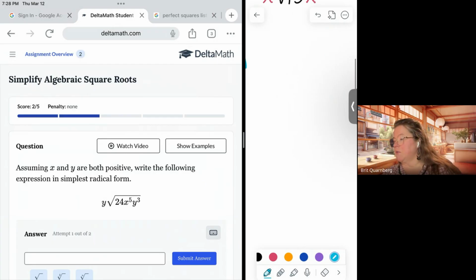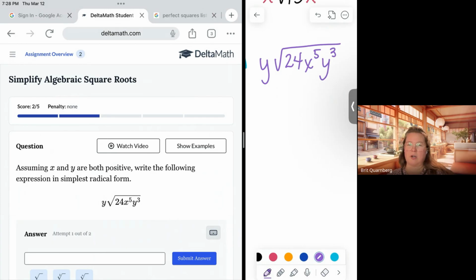Okay, so we have the square root of 24, x to the 5th, y to the 3rd. Okay, so let's start with the numbers, because the number makes the most sense for my brain, at least. So 24, let's see, the biggest perfect square that goes into it, I think really is 4 times 6, and 4 is 2 times 2.